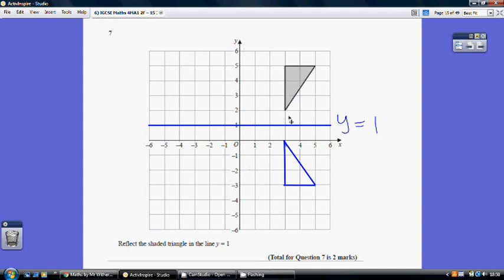Now once you have that, it's easy enough just to reflect it. So that point is 1 away from the mirror line, 1 away here. This point is 1, 2, 3, 4 away from the mirror line. So 4 away behind the mirror and so on.